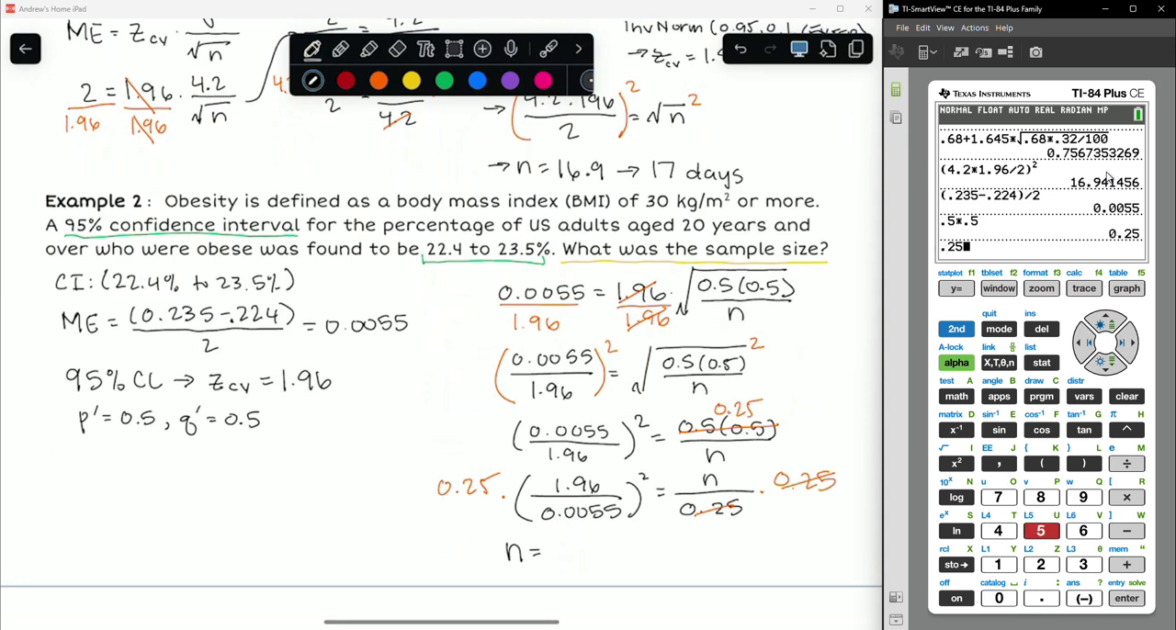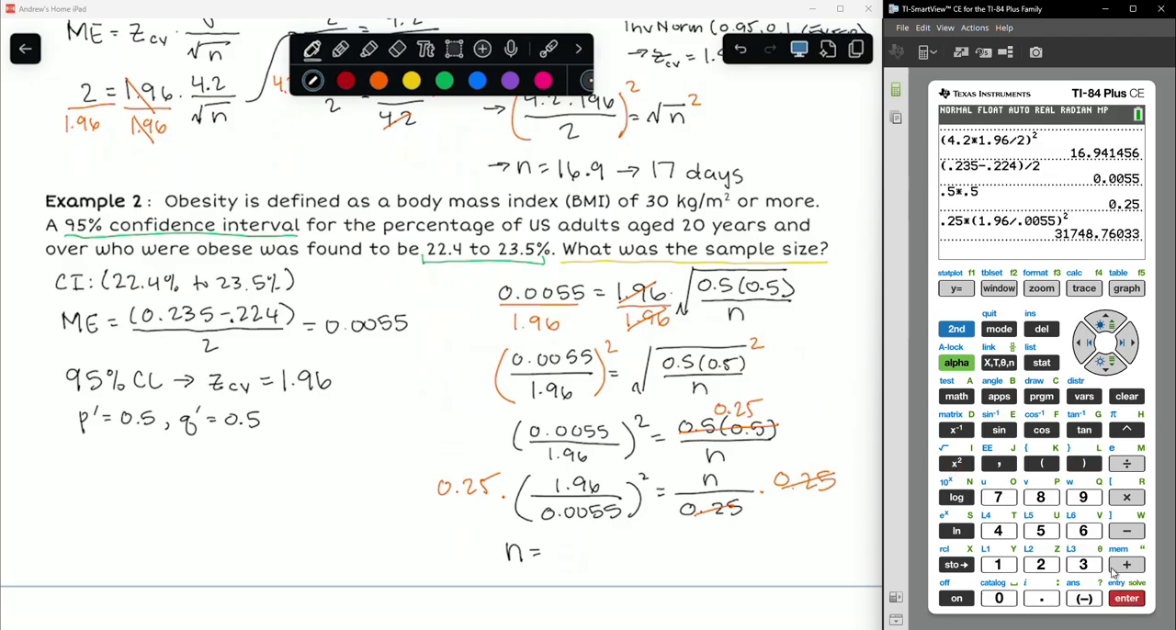So 0.25 times, and then 1.96 divided by 0.0055 squared. And we get a much bigger number. 31748.8, which would round up to 31,749.